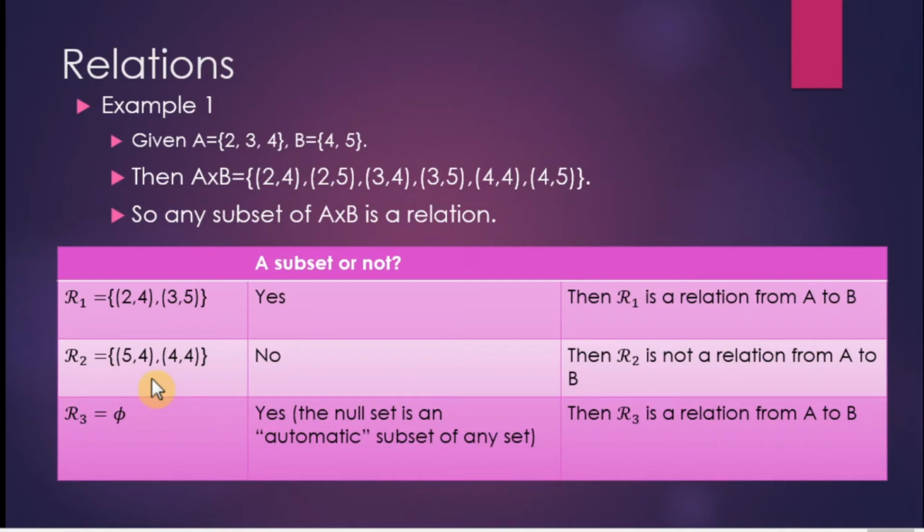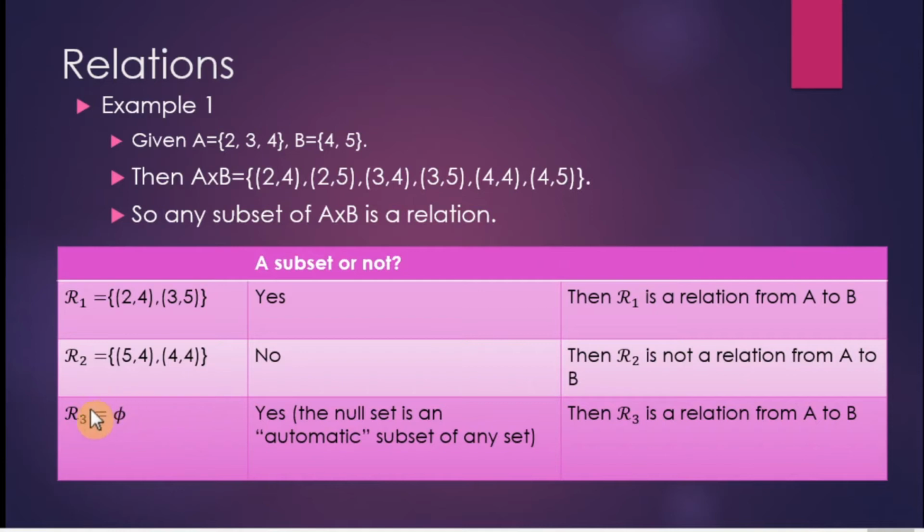The second relation contains 2 points also. However, we can identify that 1 point here is not an element of our cross product. That is the reason why this set is not a relation from A to B. (5, 4) is not found in our cross product.